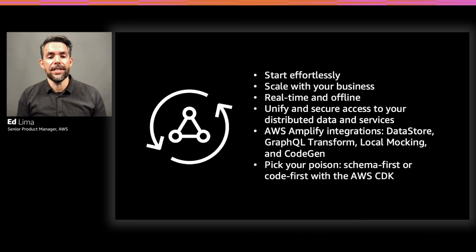Tools like the AWS CDK allow GraphQL developers to build AppSync APIs using either a schema-first approach or a code-first approach. Between Amplify and the CDK, you have powerful tooling, frameworks, and choices at your disposal to build and maintain your GraphQL API with AppSync.